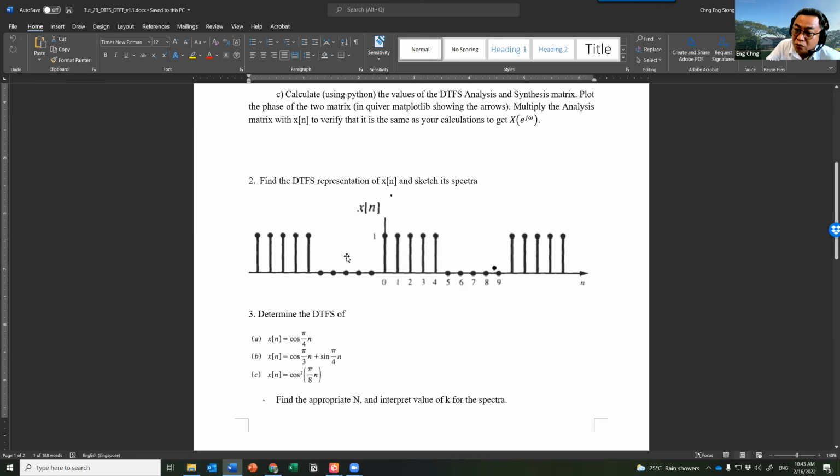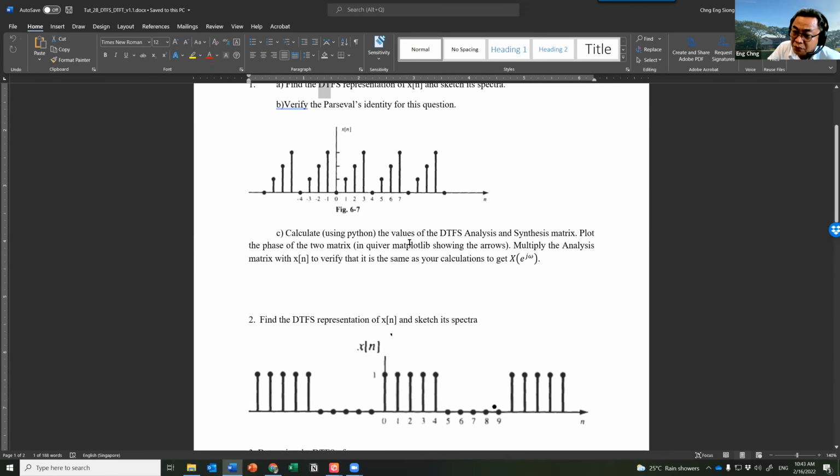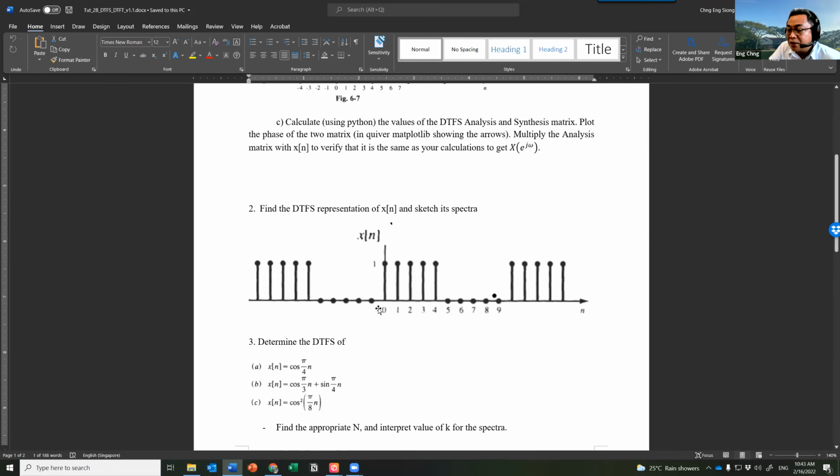Questions 2 and 3 are a little bit different because here I only give you an equation, whereas here I sketch it for you. If you cannot compute cosine of pi over 4 times n, then you cannot find the period, and you have no idea how to solve this. So let me explain what we did here. The values for time index 1, 2, and 3 are obvious. You just plug in these values and you can compute the DTFS. Here also the same. Here you identify that the period is 10 samples.